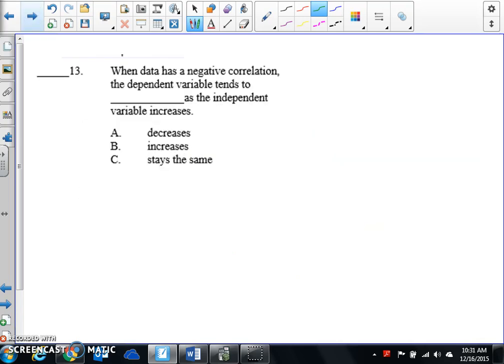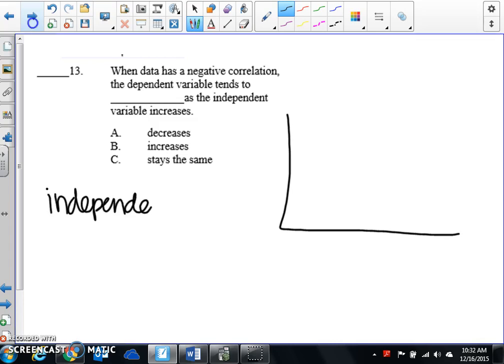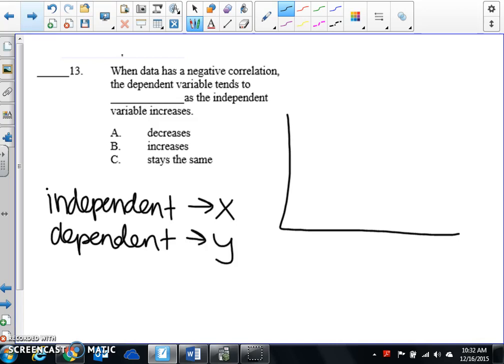When data has a negative correlation, okay, so if they give me something like this, I'm just going to go ahead and draw a graph. The dependent variable tends to something as the independent variable. So remember, independent is X, dependent is Y. So this is our independent variable. This is our dependent.